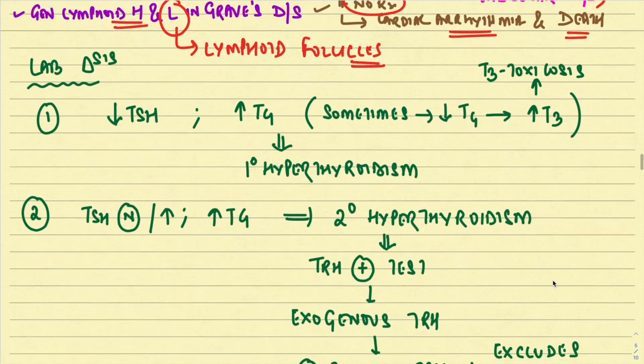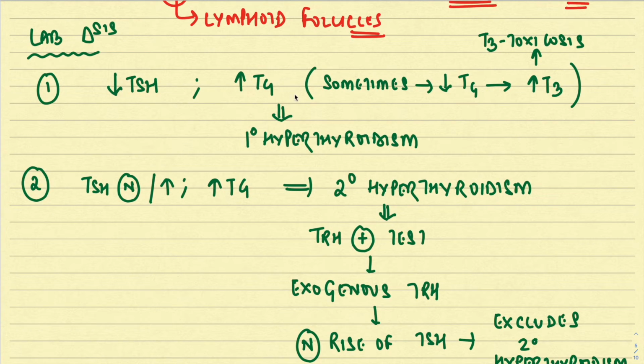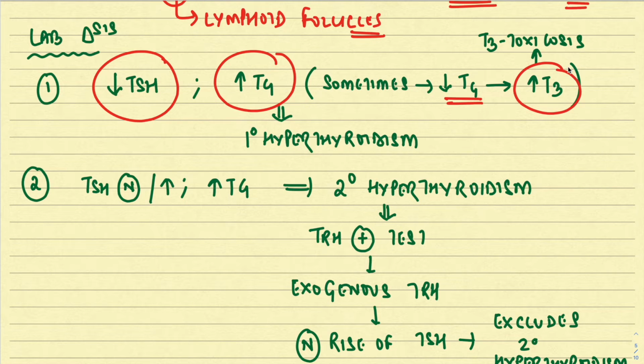Coming to the laboratory diagnosis of hyperthyroidism, very important. The classic picture is a decreased amount of TSH and increased amount of T4 hormone. Sometimes the patients might have a decreased T4. In that case, you have to do the T3 levels, and you will see that only the T3 levels are raised, especially in such patients. It is also called T3 toxicosis. And this is the basic clinical feature of primary hyperthyroidism.